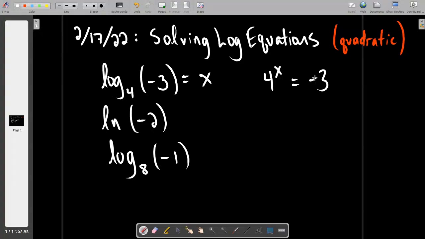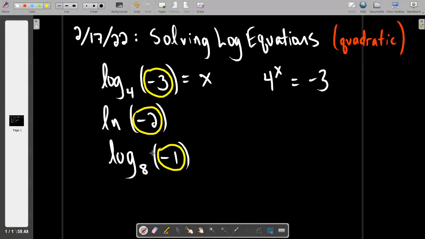And remember, if you've forgotten your vocabulary, let me circle the arguments for you in case you've forgotten what that word means. The -3 is the argument of the log. The -2 is the argument of that natural log. And the -1 is the argument of that log. The argument of a log cannot be negative, because by definition, you can't raise the base of a logarithm to any power that's going to force it to become a negative.